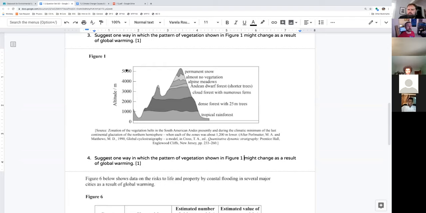Because a 5K is 3.1 miles. So that's about 17,000 feet, between 16 and 17,000 feet. All right, it's pretty high. Very few people have been at that altitude. So at that altitude, on a mountain, you would have permanent snow year round. Okay, down below that, we see that there's an area that has almost no vegetation.